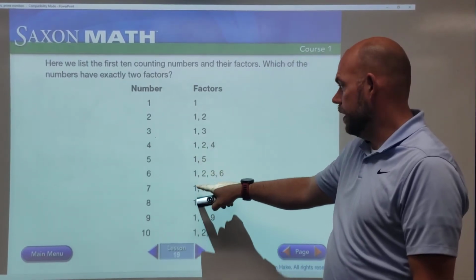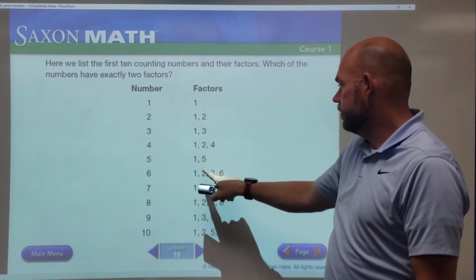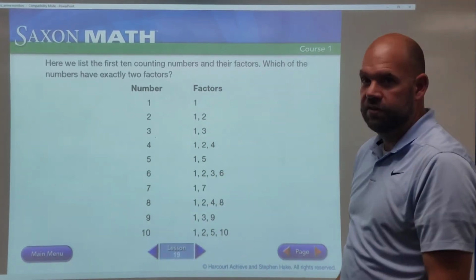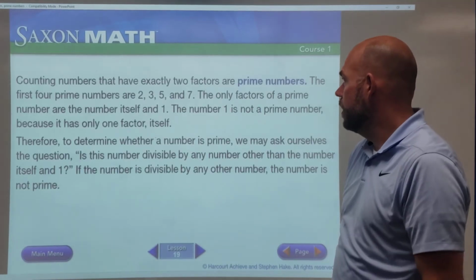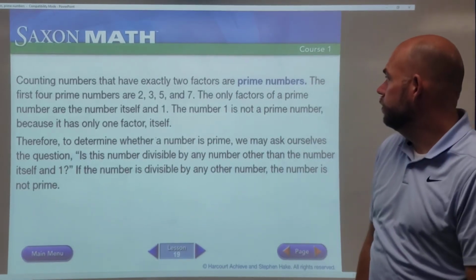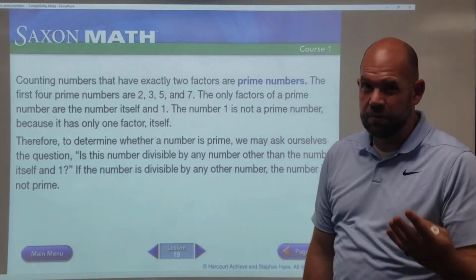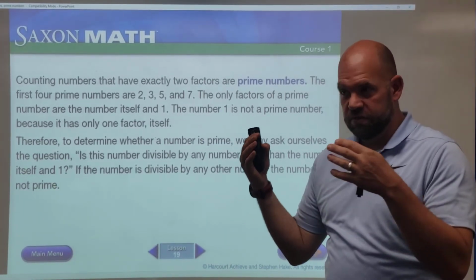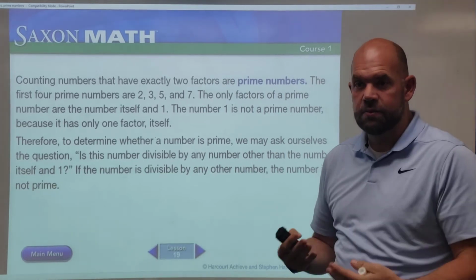5 is just 1 and 5. 6 we already did. 6 and 1, 3 and 2. So you can kind of see all the different factors that go into those first 10 numbers. Counting numbers that have exactly 2 factors are our prime numbers, like we discussed earlier. So if you can only multiply it by itself times 1, then it's a prime number.